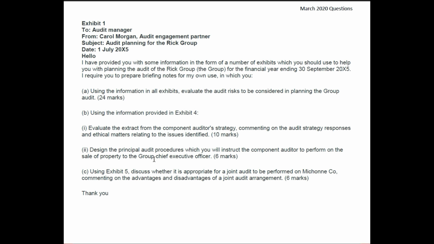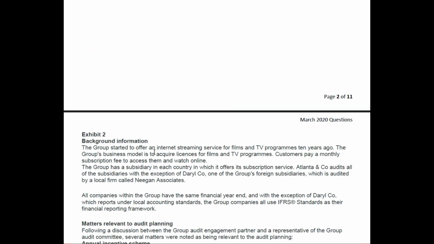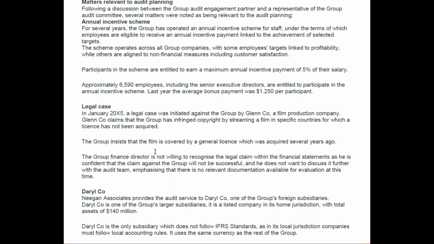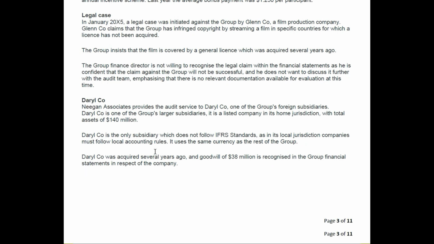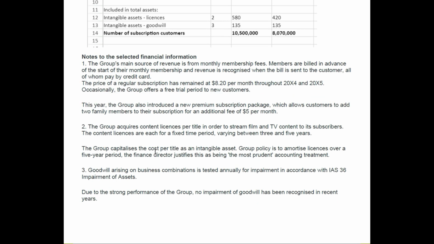Alright, now based on the information provided and the sale of property to the group CEO, let us draft our audit procedures. But I want you to have a look at this point related to this group property so that you are able to think of points easily.